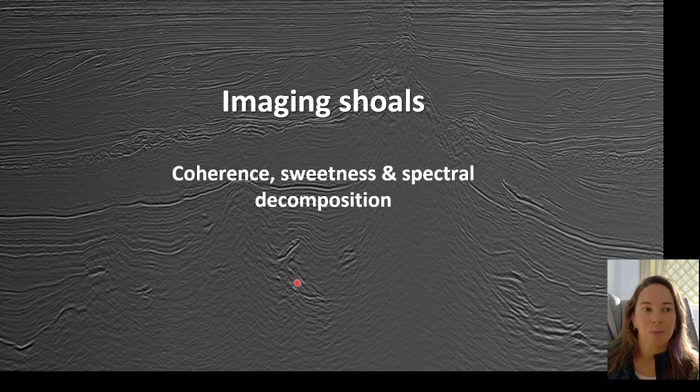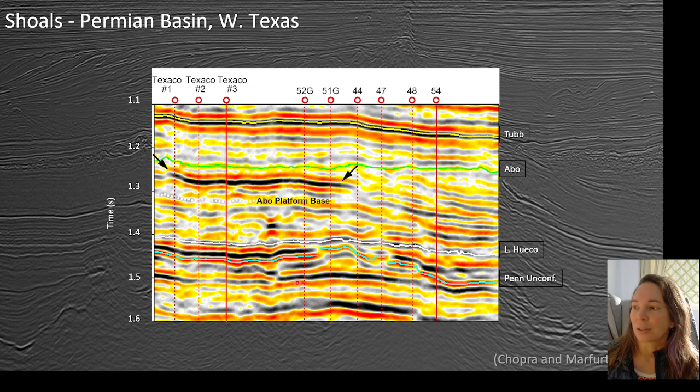Now we're going to look at some shoals, and I'll show you some examples of using coherence, sweetness, and spectral decomposition. Here's a vertical seismic section through the seismic data. This is in the Permian Basin of West Texas, so some onshore data. You can see mapped out the top of the ABO platform, and then also a notation about where the base of the platform is. So what we're looking at lies between those two black arrows.